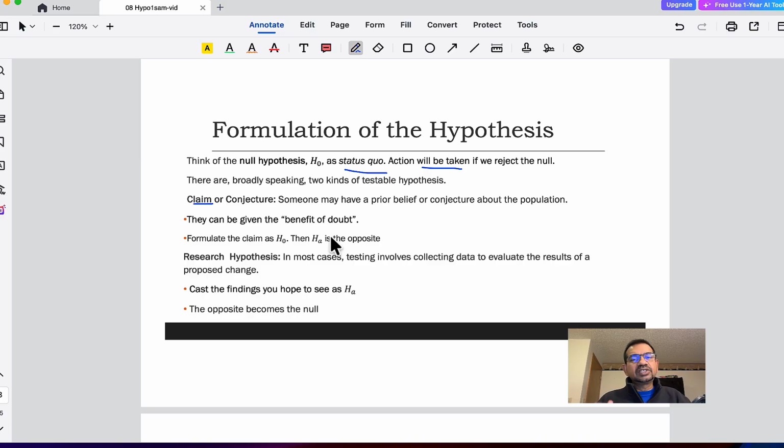So the evidence of what we want to show will be cast as the alternative hypothesis. Our null will be that this claim is not any good. Things are the way they were. And the alternative would be that things are strictly better. We will work with some examples to see how we cast this null and alternative. But if there's a research question we are working with, we will let the finding that we hope to see be the alternative hypothesis. And then the opposite becomes the null.